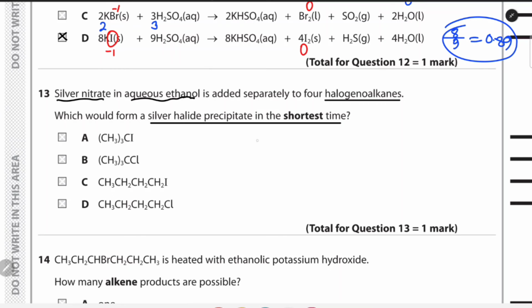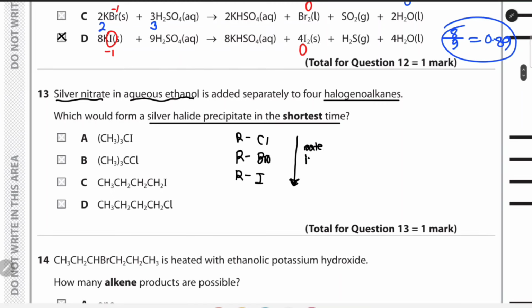Now, if we go down the halogen group, from chlorine, bromine, iodine, so chloroalkanes, bromoalkanes, and iodoalkanes, as we go down, the rate of hydrolysis increases. So it shouldn't be chlorine, as iodine will have faster reactions. So this is out, this is out.